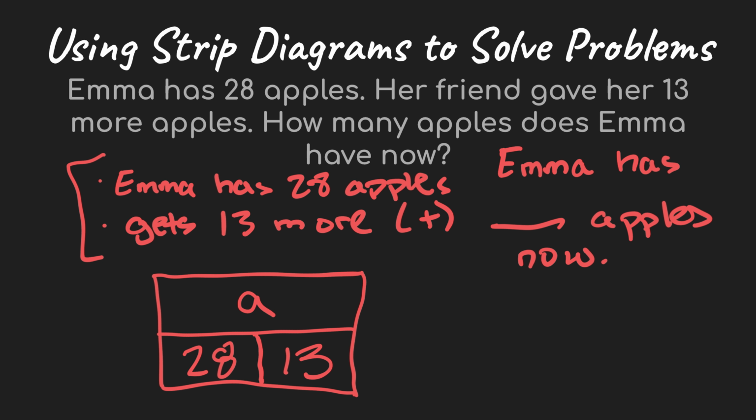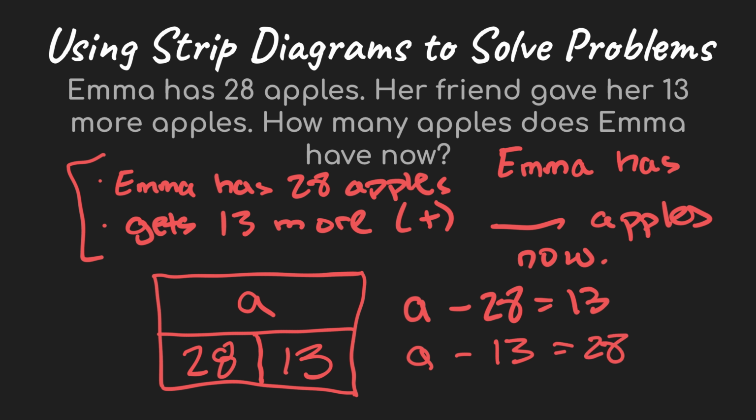I'm going to make a tricky equation. A minus 28 equals 13, or we could also do A minus 13 equals 28. But ultimately what we're doing is adding this 28 and 13 together. So I'm just going to use a little standard way of doing it. 28 plus 13, 8, 9, 10, 11. So I put the 1 down here and regroup. 2, 3, 4. So I think she has 41 apples now.